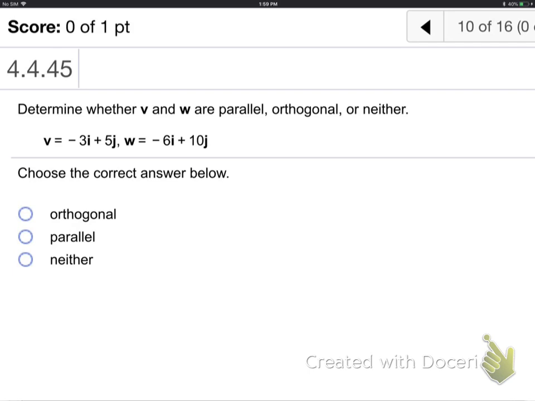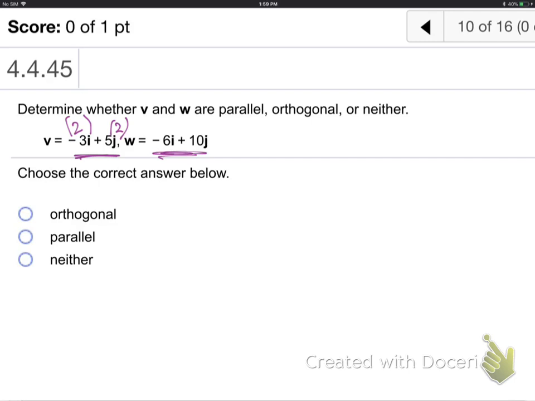Because they're multiples of each other. 3 and -3, -6. You multiply by 2. If you just take this times 2, you get the other one. Vector W is just twice as big as vector V. If we just double vector V, we get vector W.